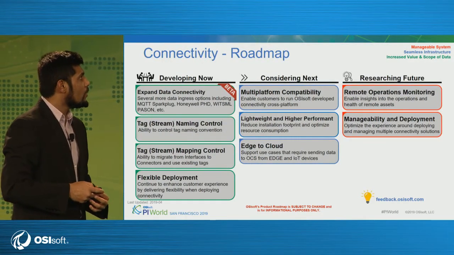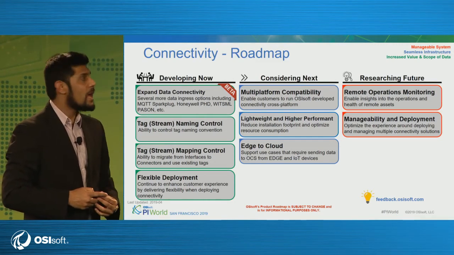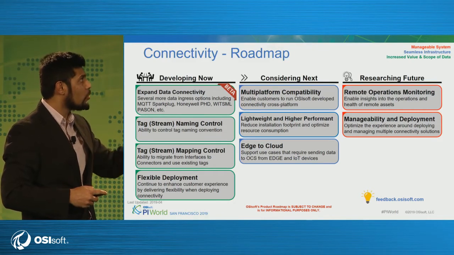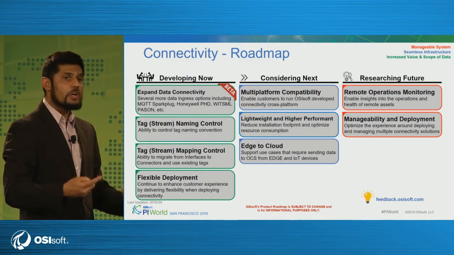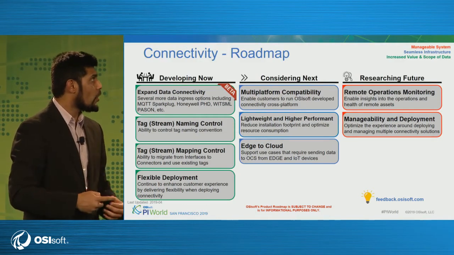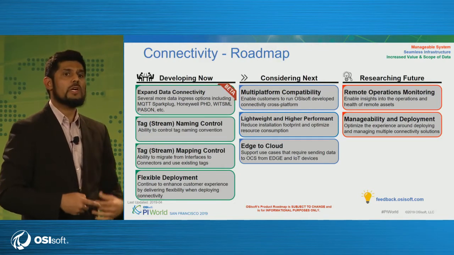I'm going to leave with the slide. This is our connectivity roadmap. A lot of what I spoke about in the leftmost column is work in progress. Some of it is done, but it's very much a work in progress, and we are actively working on it. What you see in the middle column is what we are considering next.